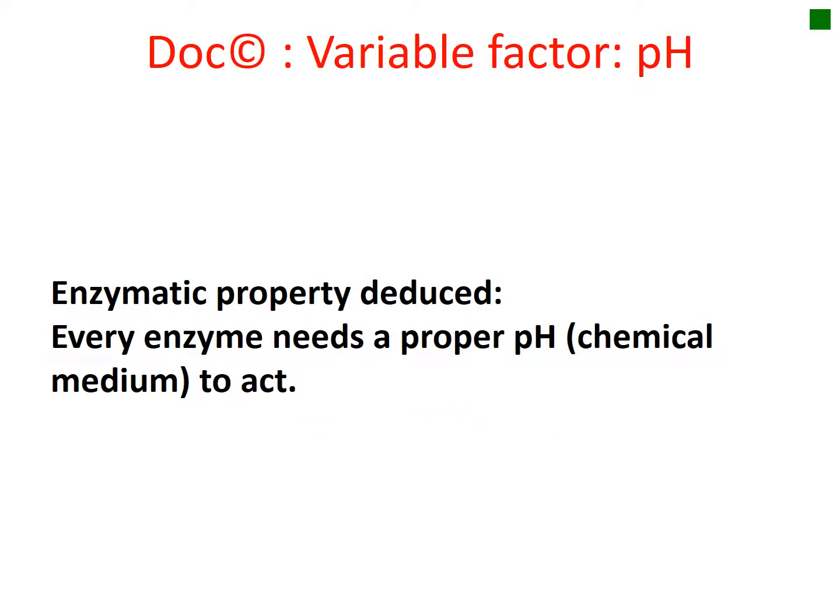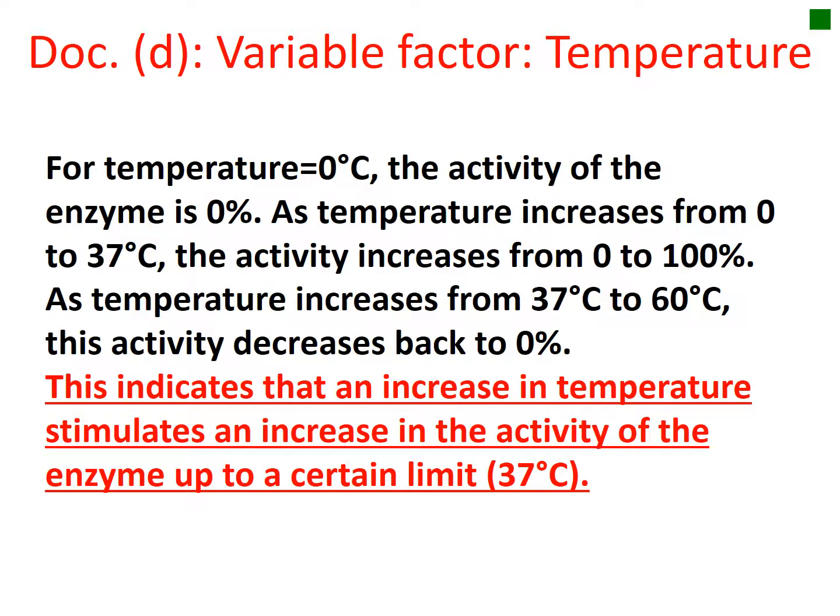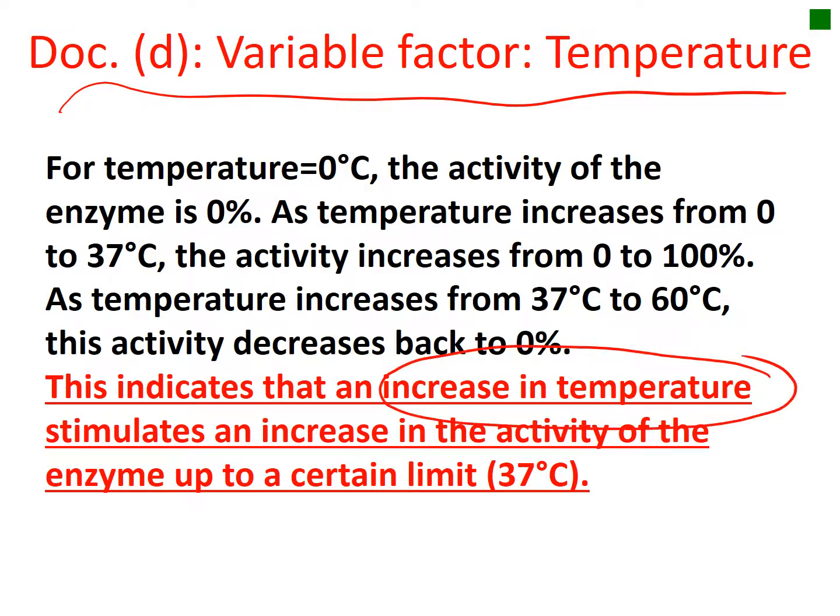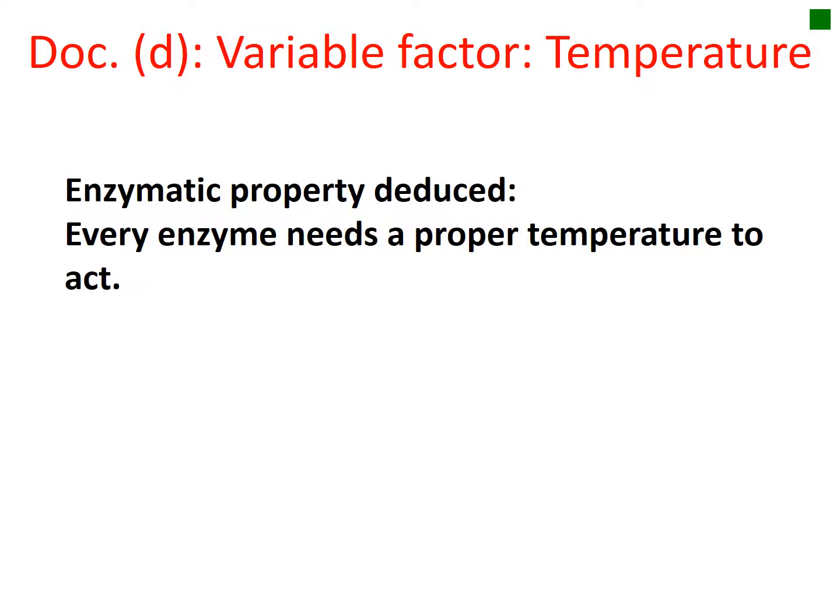So what you have to know here, the enzymatic property deduced: every enzyme needs a proper pH, every enzyme needs a specific substrate, the deduction from the first experiment. Document D, the variable factor here is temperature. An increase in temperature stimulates an increase in the activity up to a certain limit, which is the normal body temperature, 37. So above 37 or below it, there is a problem in the function of an enzyme. Every enzyme needs a proper temperature.